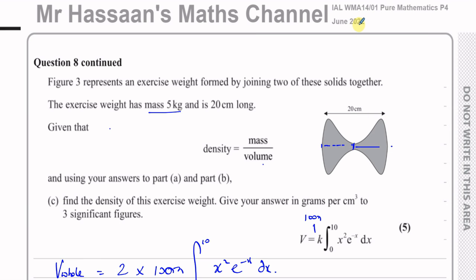All right, so that concludes question number 8 from this P4 International A-Level June 2022 paper. Other questions from this particular paper can be found in the playlist that will appear in this region. Other questions from integration of P4 can be found in the playlist over here.